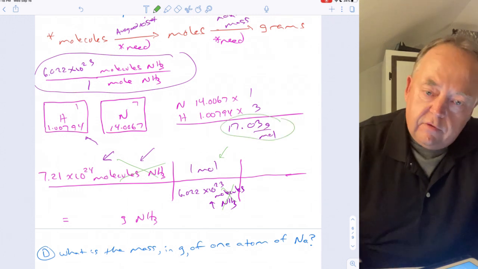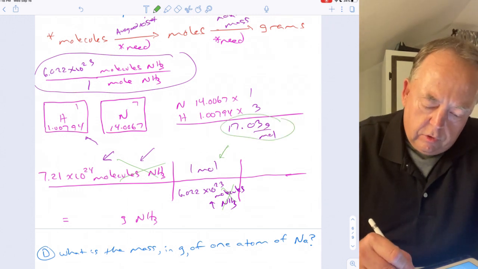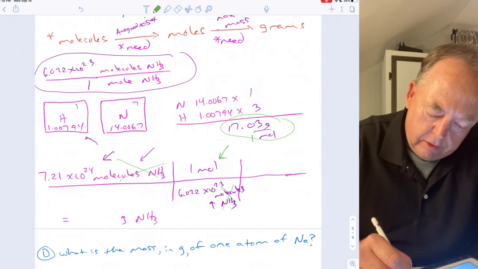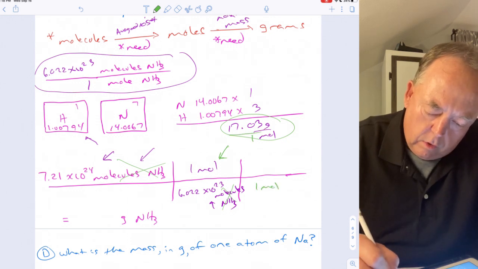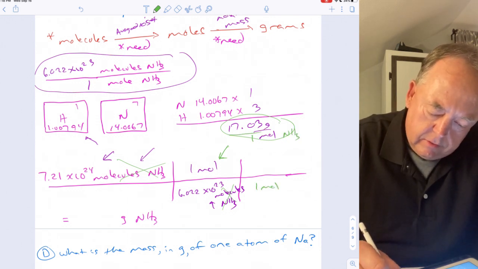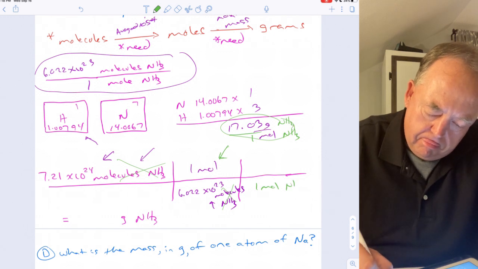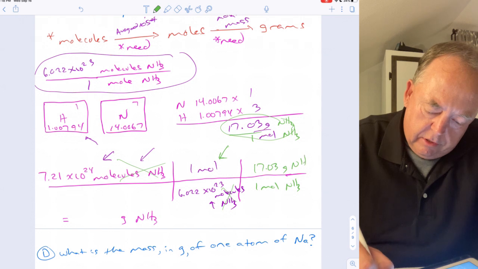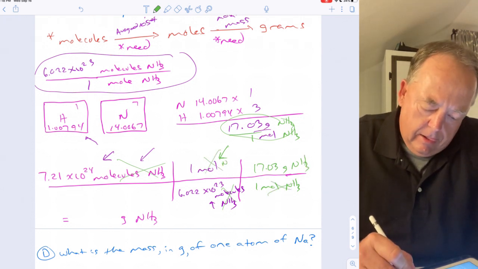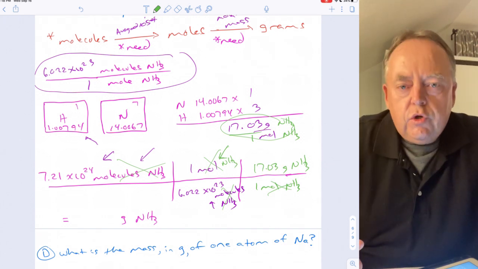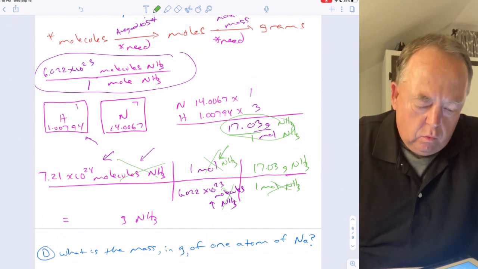Now we have moles, and we want to go from moles to grams, so we can use this conversion factor. Since moles are on the top here, we need moles on the bottom here, so that's 1 mole. So 1 mole of NH3 is 17.03 grams of NH3. Now moles are going to cancel out, and the only thing left is grams, which is what you want. That's the unit you want to end up in.